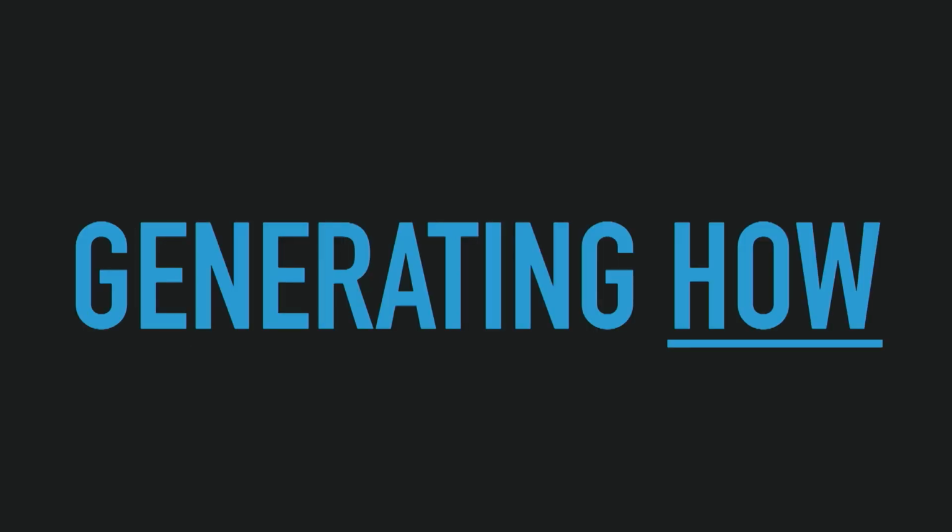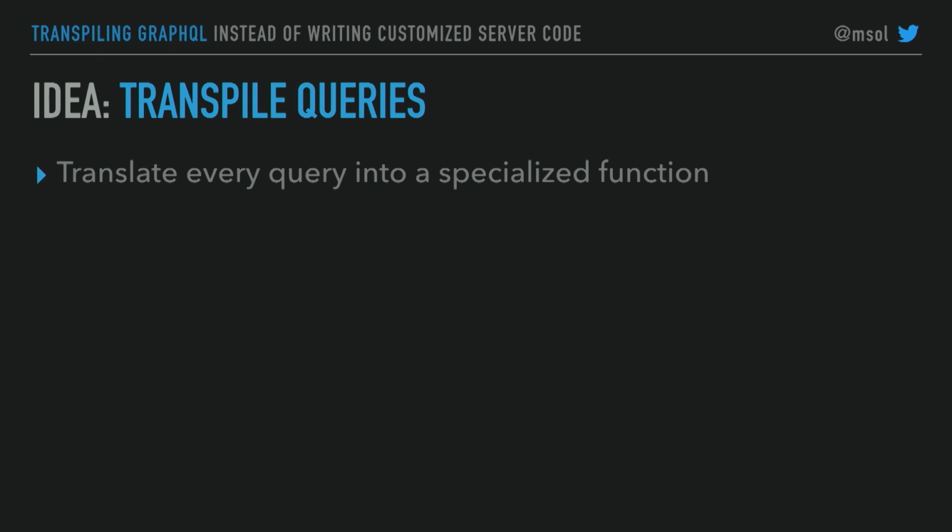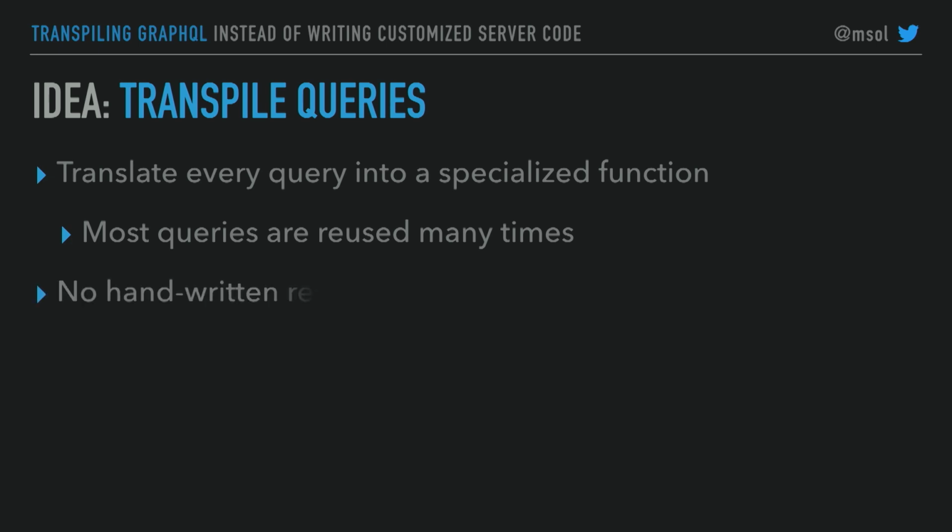So that leads us to this idea. Maybe we can generate most of our implementations instead of writing them. So instead of writing resolvers for each field, maybe we can take every query that we get and transform that query into a specialized function with enough logic to fulfill that query and just that query. If that sounds a little crazy, it's worth remembering that most queries are reused many times. So doing this translation is maybe an acceptable price to pay. This would mean we would have no handwritten resolvers.